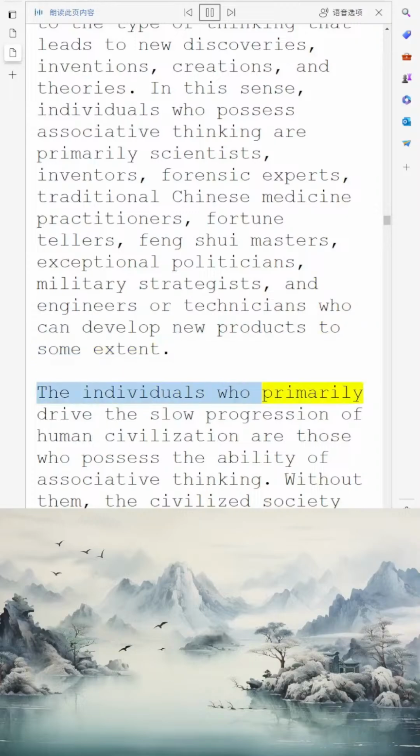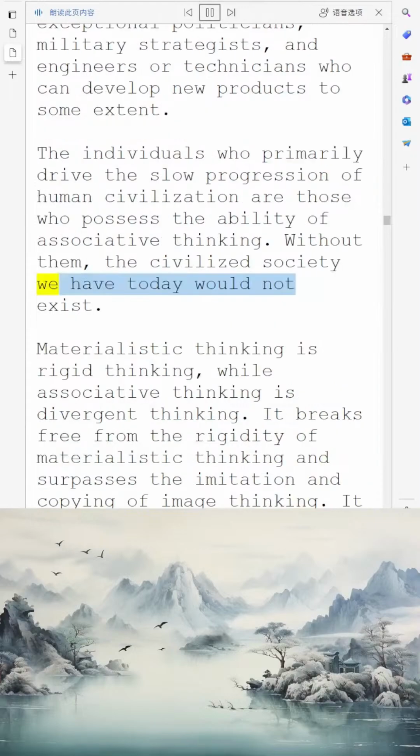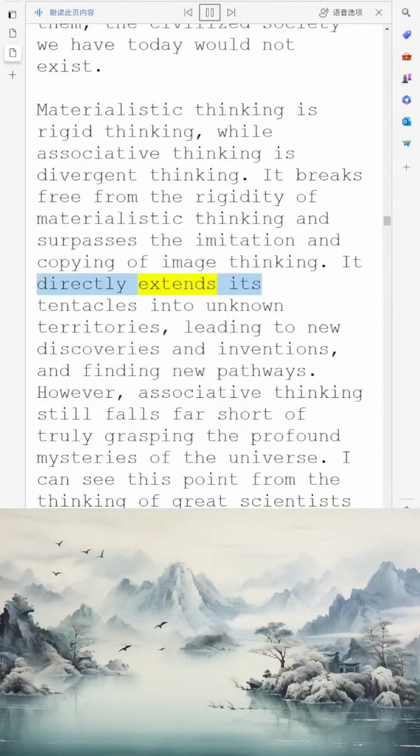The individuals who primarily drive the slow progression of human civilization are those who possess the ability of associative thinking. Without them, the civilized society we have today would not exist. Materialistic thinking is rigid thinking, while associative thinking is divergent thinking. It breaks free from the rigidity of materialistic thinking and surpasses the imitation and copying of image thinking. It directly extends its tentacles into unknown territories, leading to new discoveries and inventions and finding new pathways.